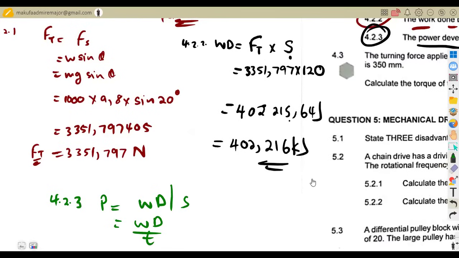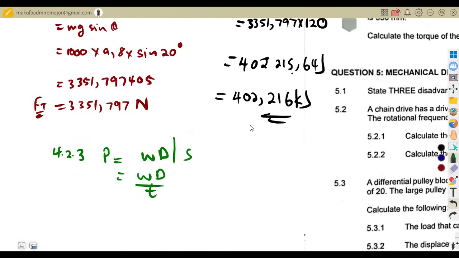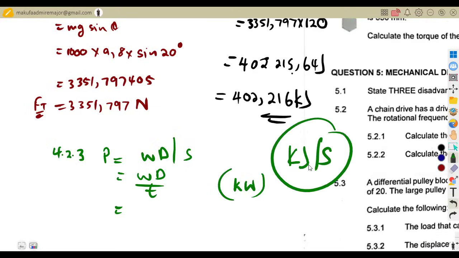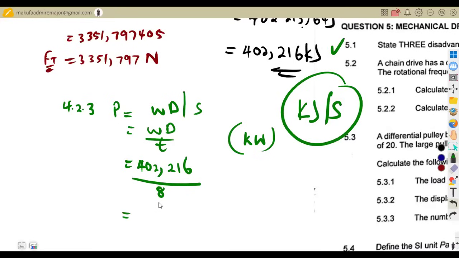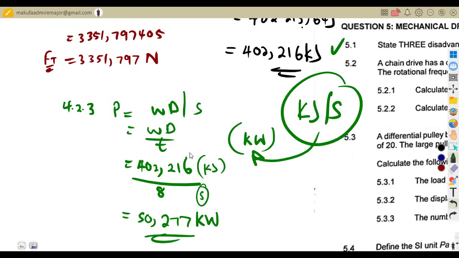That's power. Since the power is needed in kilowatts, it means we've got kilojoules per second. So you're simply going to use our work done in kilojoules, 402.216 kilojoules over the time frame of 8 seconds. Work done per second, like I'm saying, the time was 8 seconds there. So if we divide, that is going to give us 50.277, something like that. These are kilojoules, these are seconds. So it's kilojoules per second, which is kilowatts. So that is your power in kilowatts.